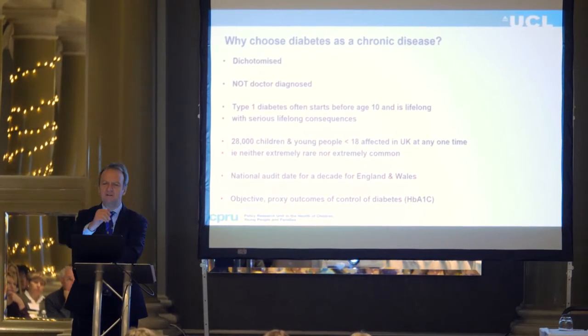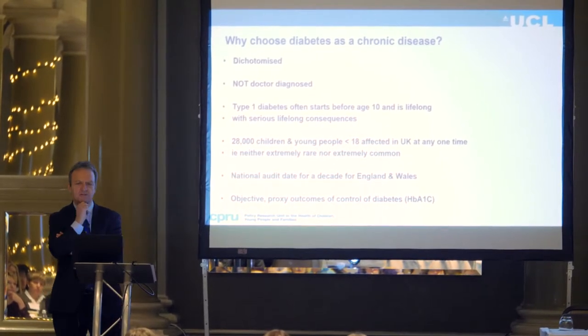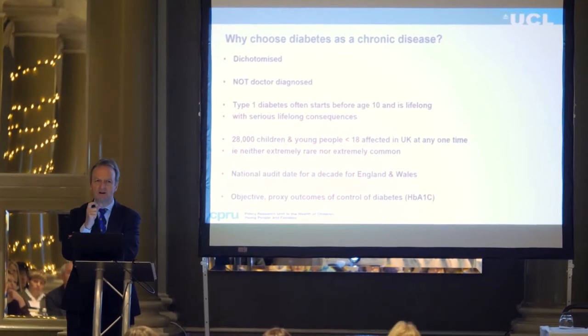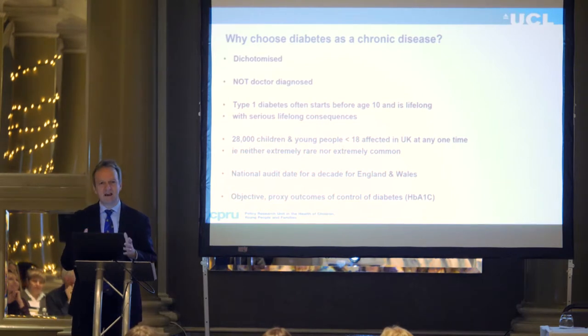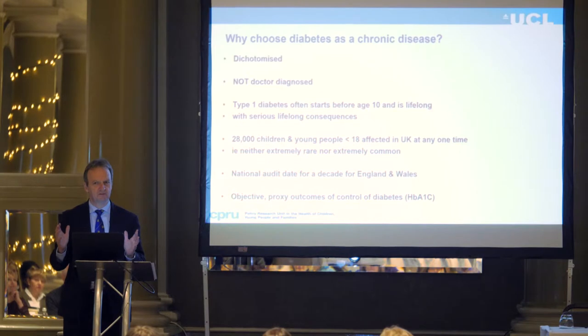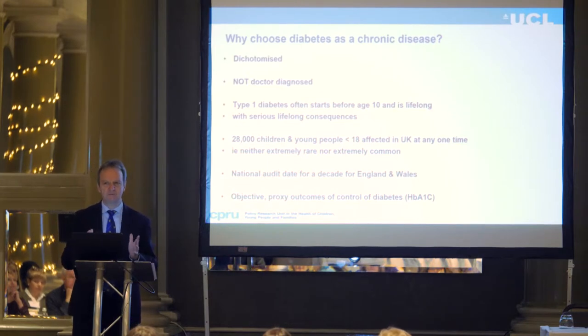Why did we choose diabetes? Well, these are just some of the reasons. It's dichotomized. That means you either have type 1 diabetes or you don't. It's like pregnancy, it's like death. It does not require a doctor or a nurse, unlike asthma. Asthma is a doctor-diagnosed condition or a nurse diagnosed. Someone puts a stethoscope on and decides whether they hear wheeze or not. That is very subjective. Diabetes is not subjective. Once you've got it, you have it for life.